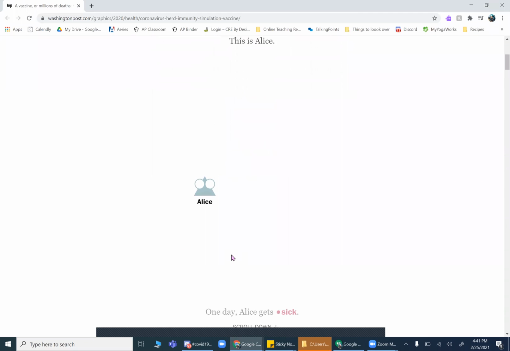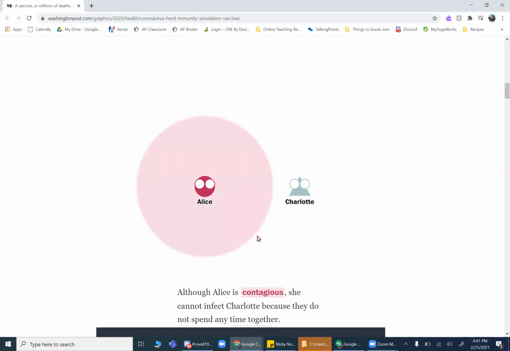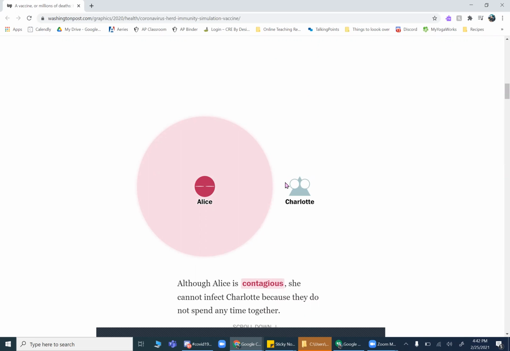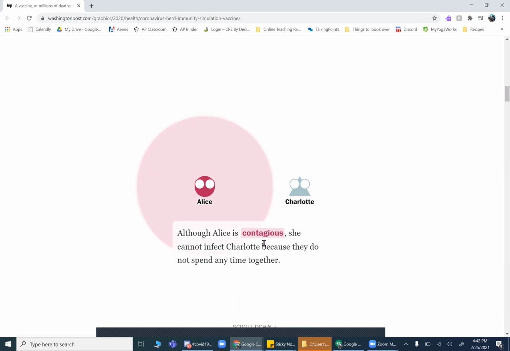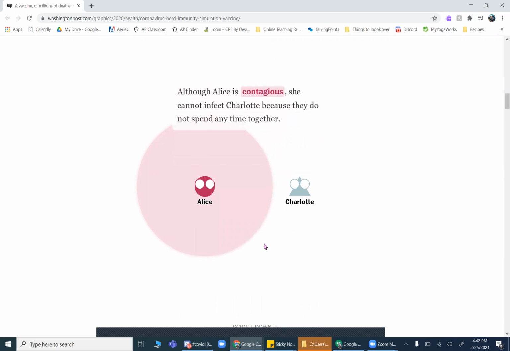They're doing great. Now, one day, however, Alice gets sick, becomes this little red dot. Oh man, Alice got sick. They got infected. Okay. Now let's introduce another character. This is Charlotte. Now, Charlotte is healthy, healthy as can be, not infected at all. Okay. So then, of course, Alice is sick. So of course, Alice is contagious. But she cannot infect Charlotte because Alice doesn't really know Charlotte and they don't spend any time together. All right. So Charlotte's safe for now.